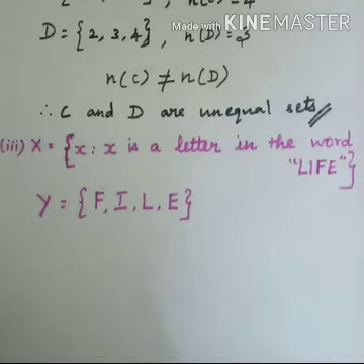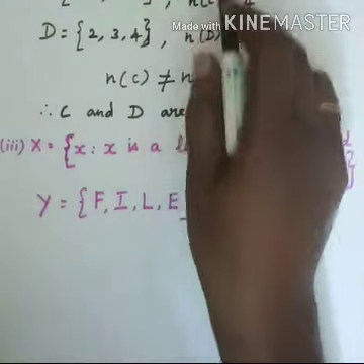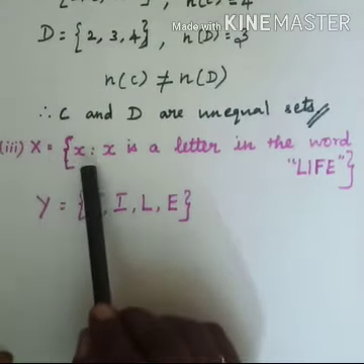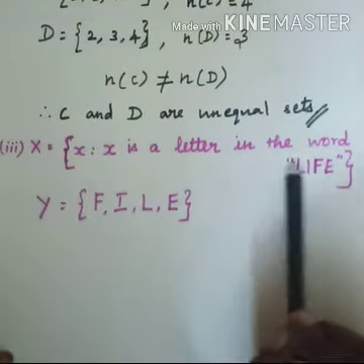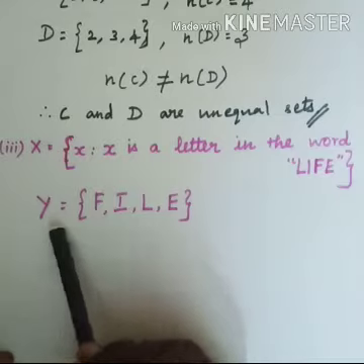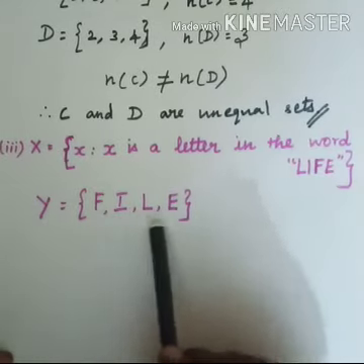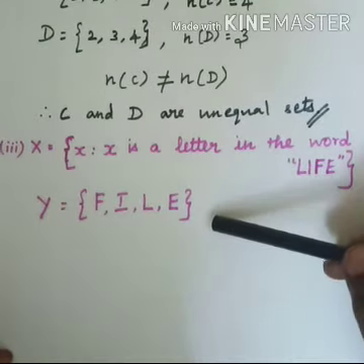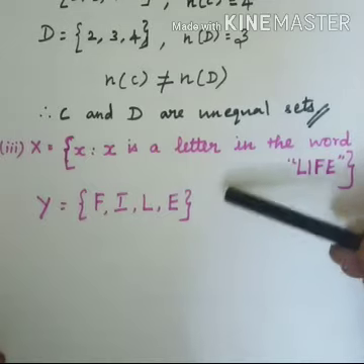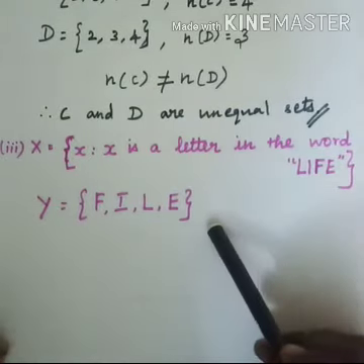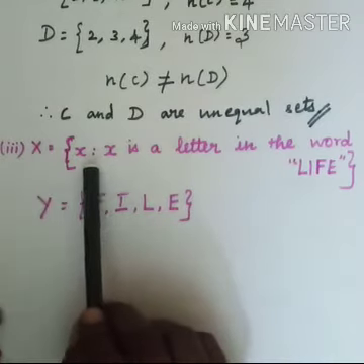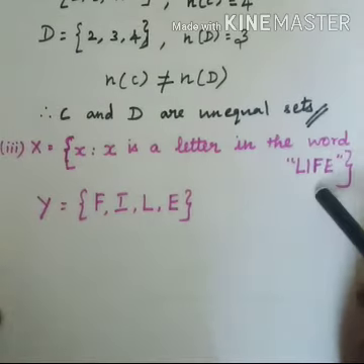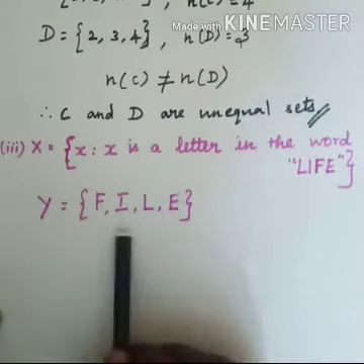Exercise 1.2. Third sum, subdivision 3. X is equal to the set x such that x is a letter in the word life. Y is equal to the set F, I, L, E. We have to find whether these two sets are equivalent sets, equal sets or unequal sets. Okay. The set X is given in set builder form, so we have to change it to roster form. Y is given in roster form.